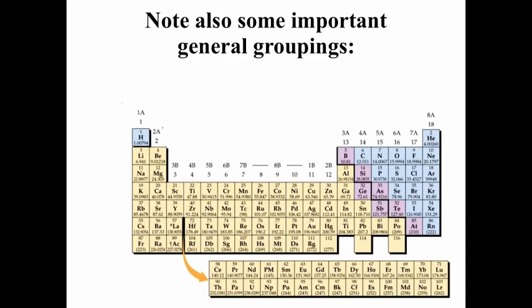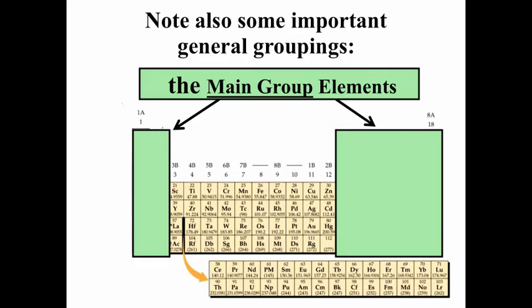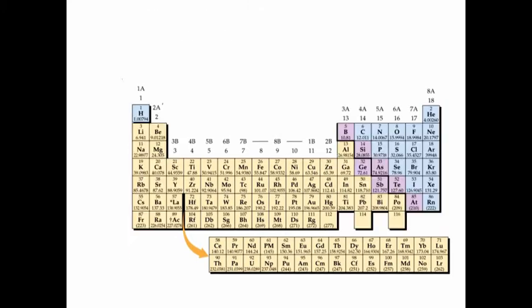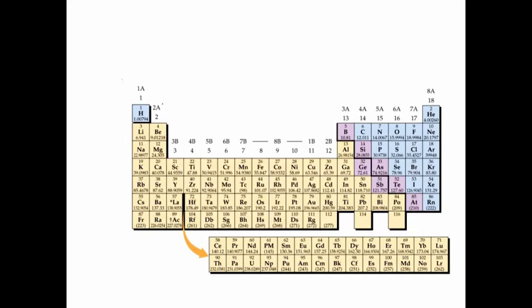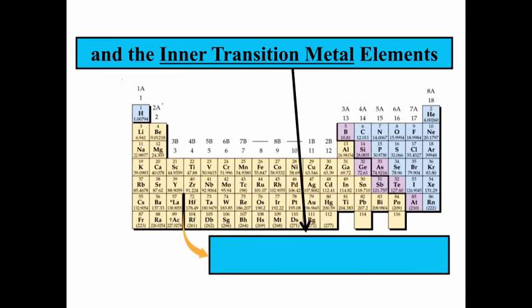All right, a couple other things to note about the periodic table. There are also some important general groupings. The first 2 and last 6 columns of the periodic table are known as the main group elements. The middle chunk of the periodic table, which is 10 columns wide, are called the transition metal elements. And then that last little piece at the bottom is known as the inner transition metal elements, and these are known respectively also as the lanthanides and actinides for those 2 bottom rows.